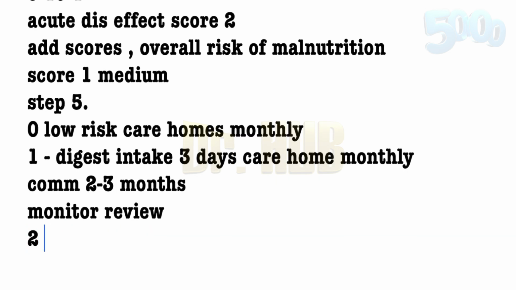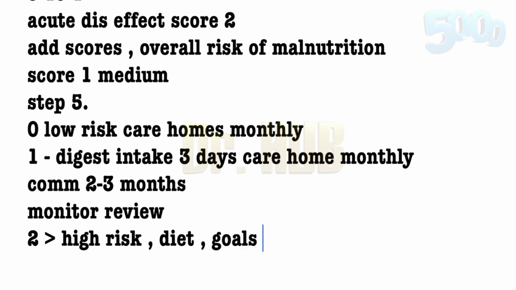Next, when you have a score of 2 or more, this is given in case of high risk. You refer to the dietitian or nutritional support, implement the local policies, set goals to improve and increase the overall nutritional intake, and then monitor and review the care plan. Care home monthly and community monthly, unless it is determined that it is detrimental or no benefit is expected from the nutritional support, that is, imminent death.